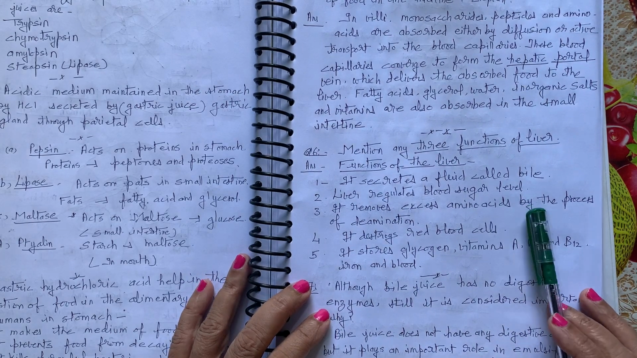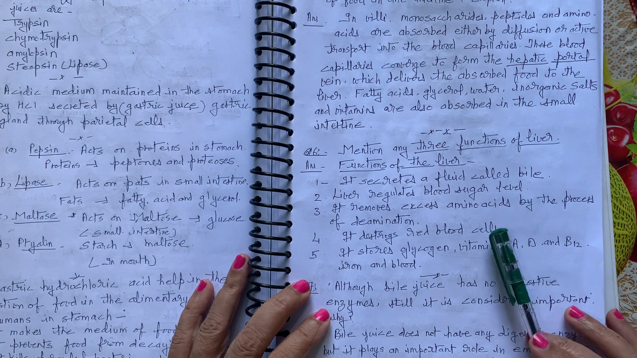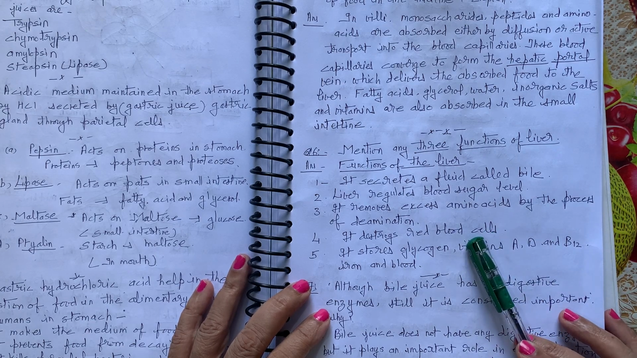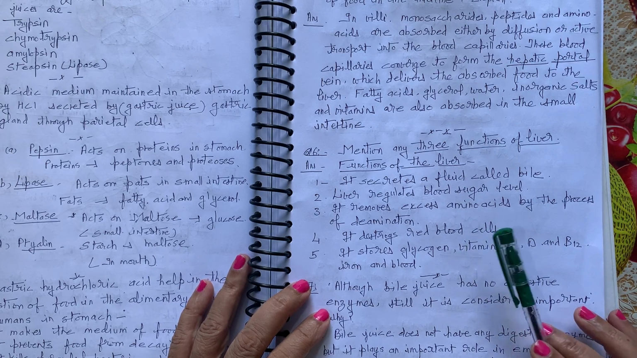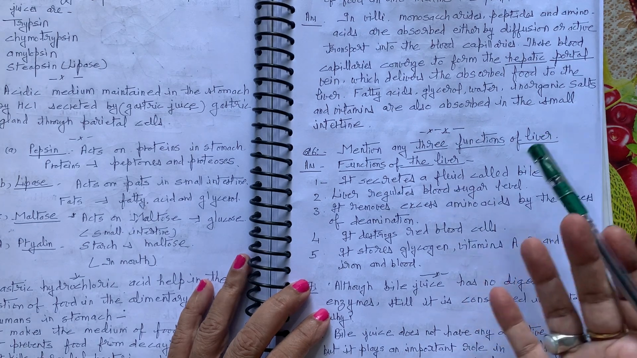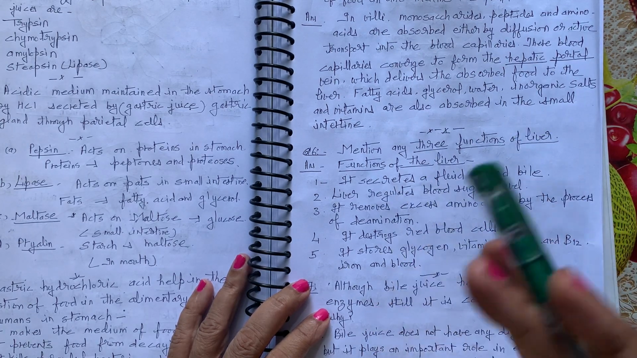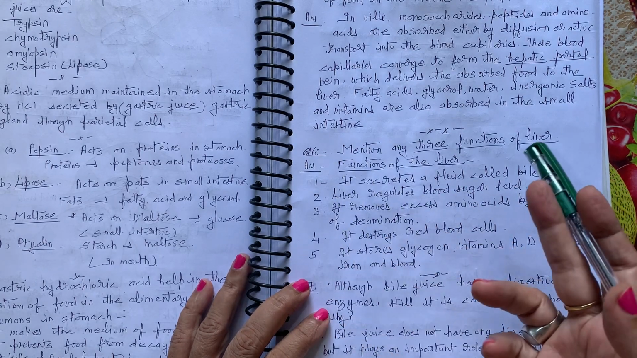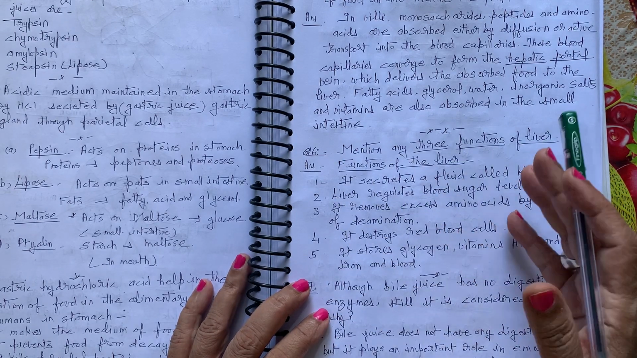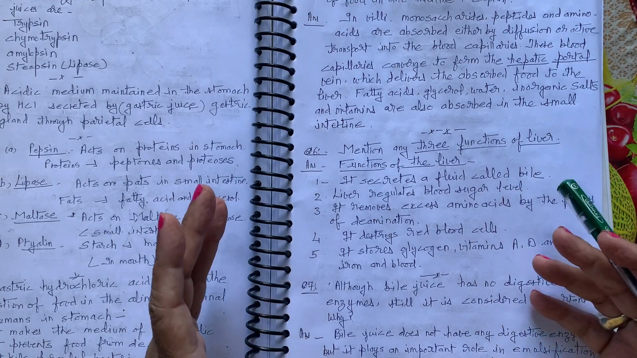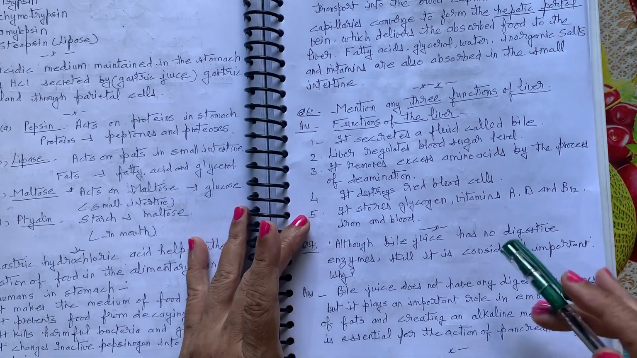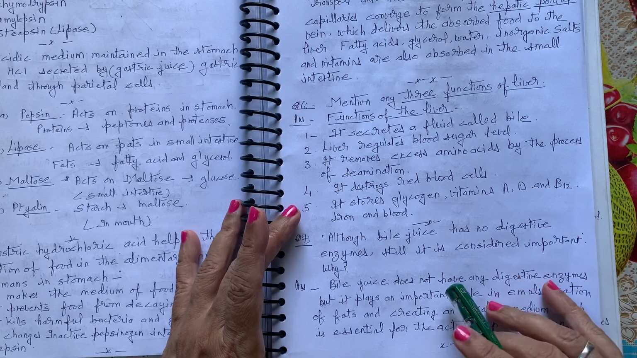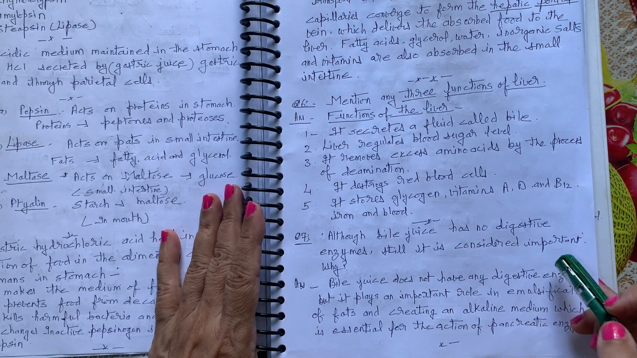It regulates blood sugar level, means insulin changes excess glucose into glycogen and stores it in the liver. If the level of glucose goes down in the blood, then the glucagon hormone changes glycogen into glucose to maintain the level of sugar in the blood. Clear?